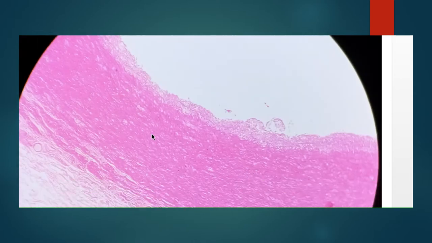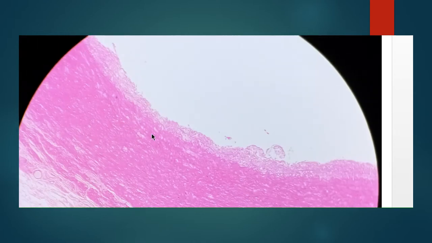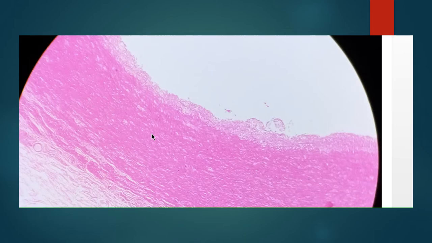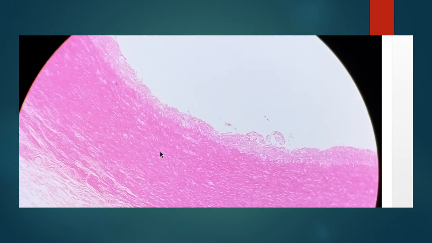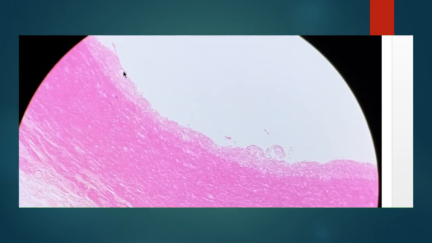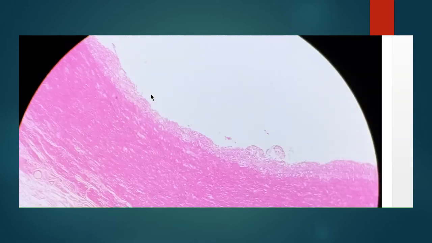We are going to see, here you can see that there is this pink color one. What is this pink color one? First of all, don't worry about what this is and try to see from inside to outside. Inside to outside, what we can identify is, try to see here, this is your endothelium layer. Just below that endothelium layer, you can identify some space. That is nothing but your subendothelial connective tissue.